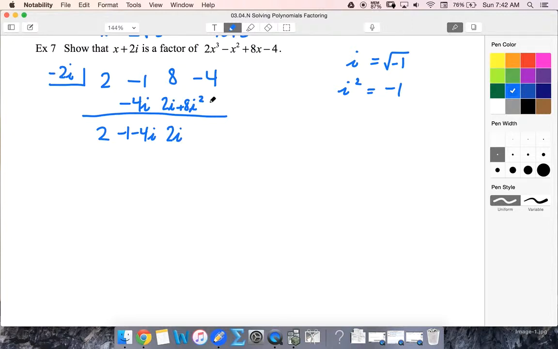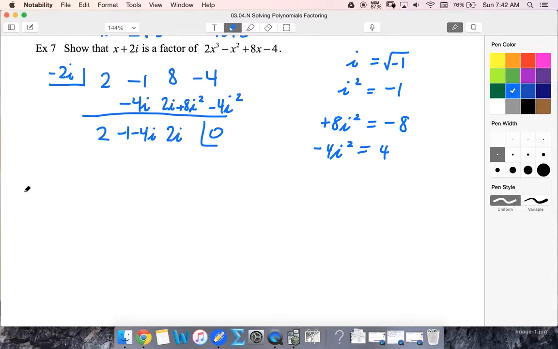Negative 2i times 2i, that's negative 4i squared. But again, i squared is negative 1, so negative 4i squared is going to be positive 4. So let's just write out what we've been saying here. Positive 8i squared is the same as negative 8. Negative 4i squared is the same as positive 4. That leaves us a remainder of 0. So definitely, x plus 2i is a factor because its remainder is 0.